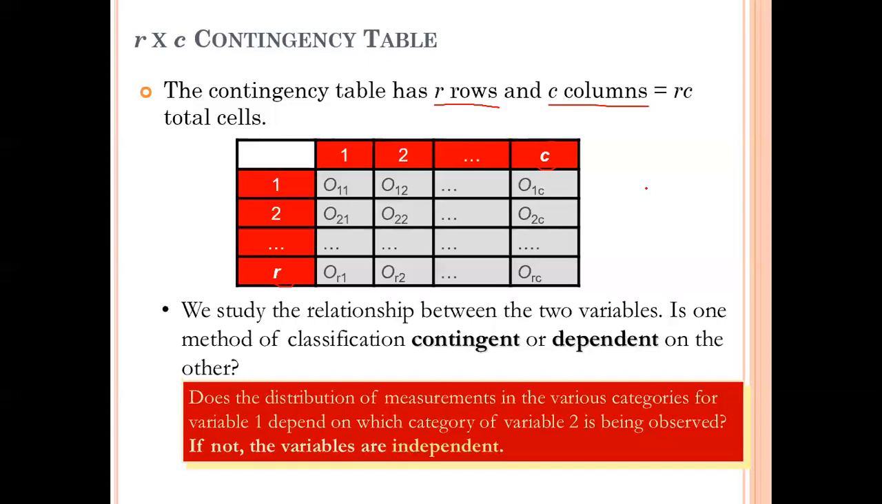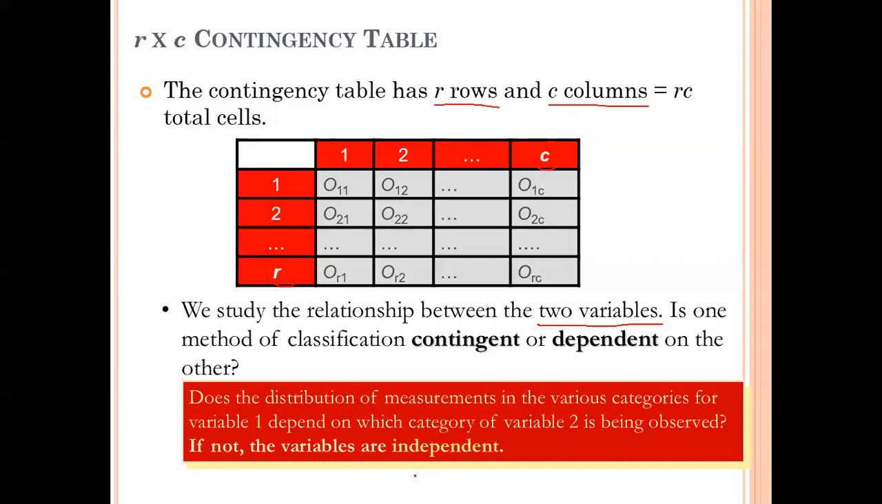So we study the relationship between the two variables. As I said, we are going to test the relationship between two categorical data, or two categorical variables. Is one method of classification contingent on, or dependent on, the other? That is why we want to use this chi-square: we want to measure whether the two variables are dependent on each other, or independent. That means they are not related to each other. Does the distribution of measurements in the various categories for variable 1 depend on which category of variable 2 is being observed? If not, the variables are independent.